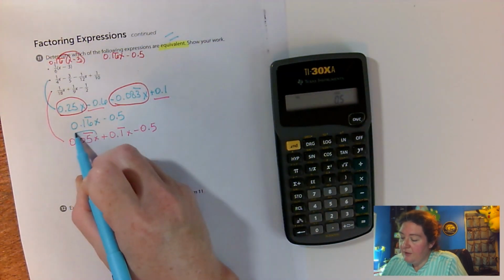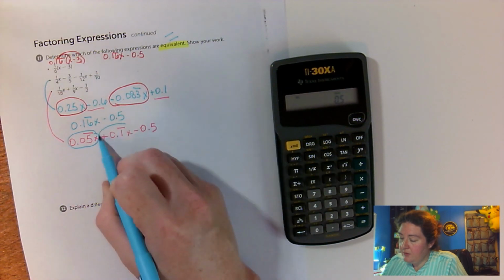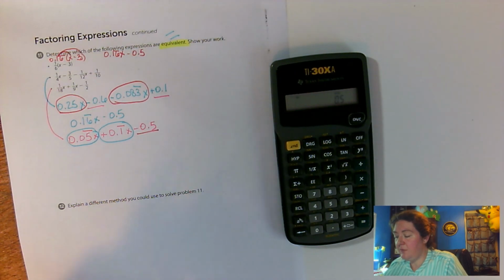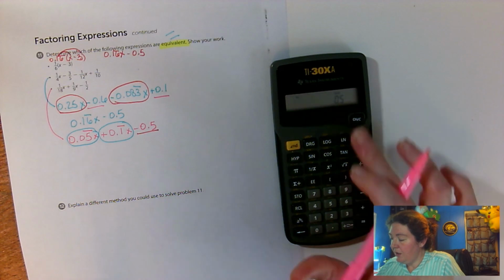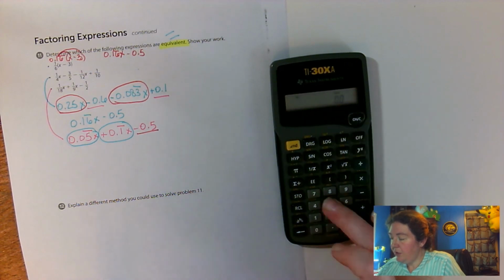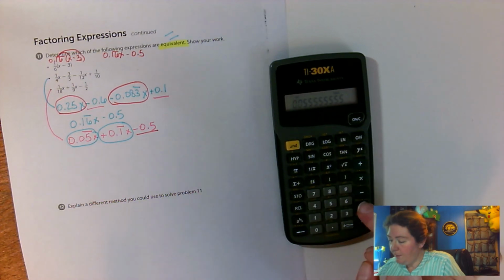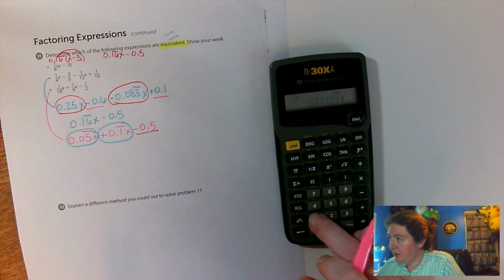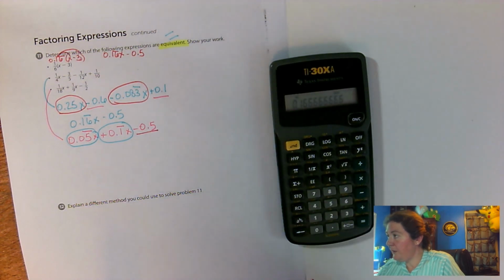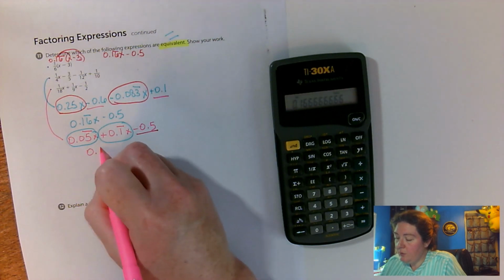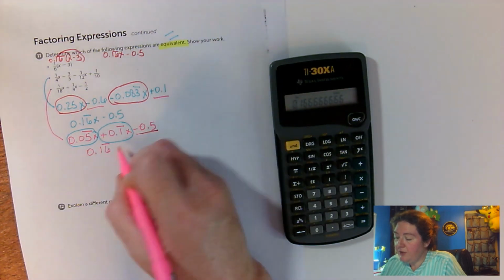So what do I have? I have x family, plain Jane family. So I want to put my x family together. And I want to say 0.05 forever plus 0.1 forever. Look at that. 0.16 forever and ever and ever x.